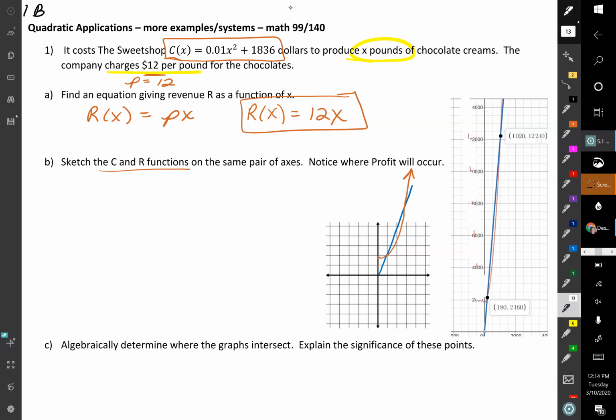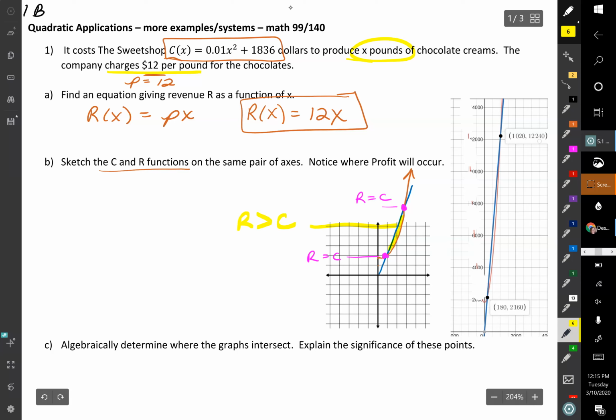I also can see where they intersect, and it's a little bit easier to show on the small graph. So I have these points of intersection. That's when R equals C, right here and here. Now, when R is greater than C, we'll highlight that in yellow, right in there. So that is R greater than C. That is our area where profit will occur. I just want to point that out and have you start to notice that.